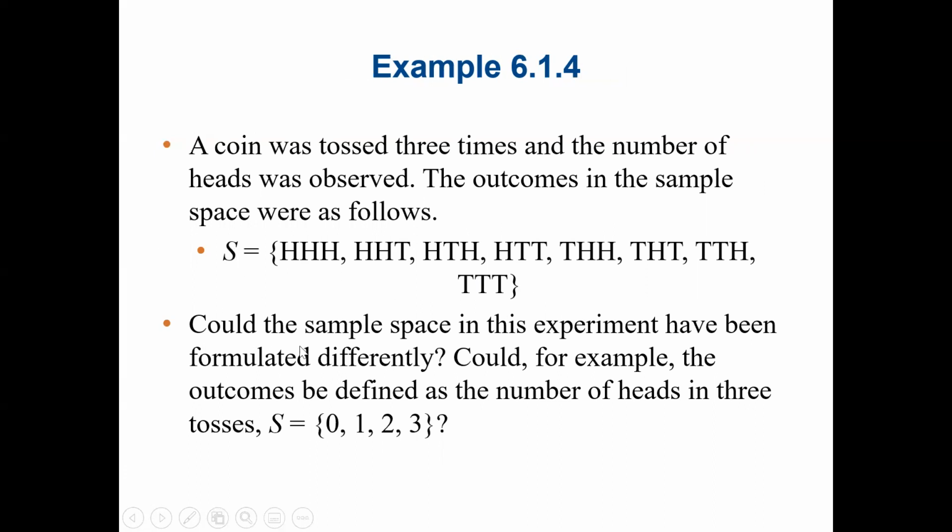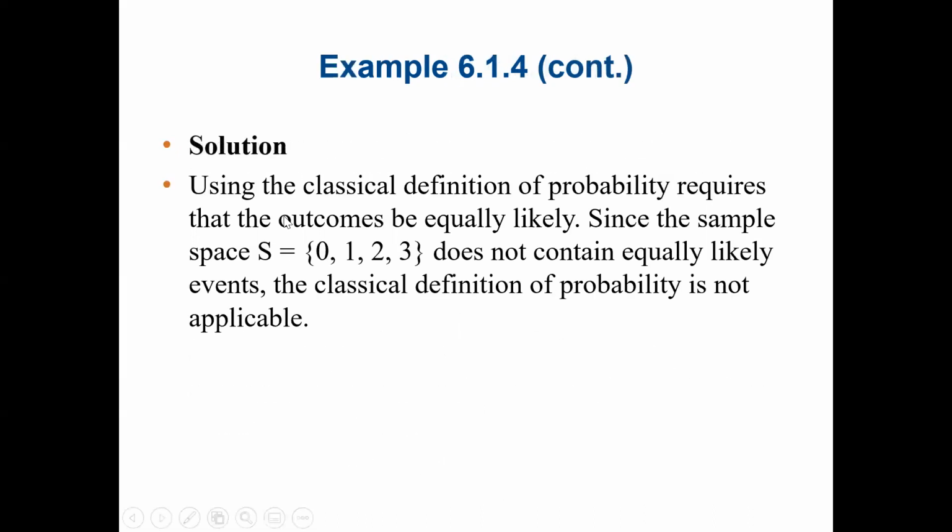But the question was asking, could the sample space in this experiment have been formulated differently? And also could, for example, the outcome be defined as the number of heads in 3 tosses, where S is 0, 1, 2, 3? Again, it's not possible. Using the classical definition of probability requires that the outcomes be equally likely. Since the sample space S equal to 0, 1, 2, 3, which was given to us in the question, does not contain equally likely events, the classical definition of probability is not applicable. We can't use it here.